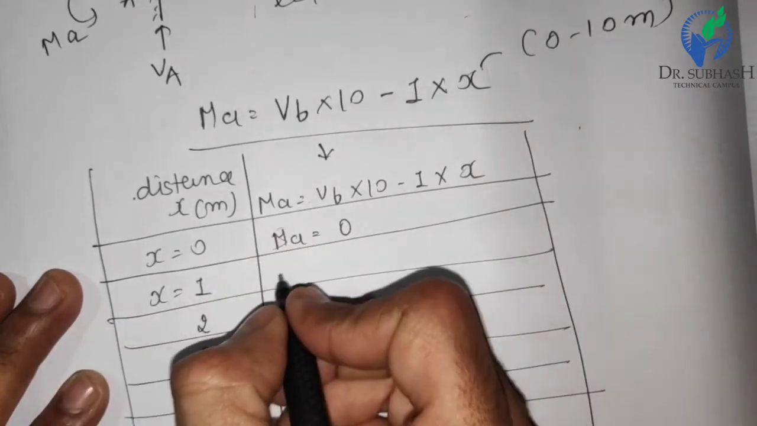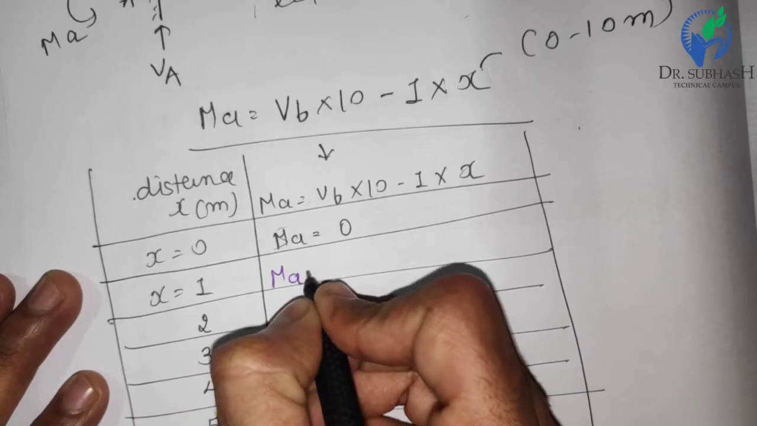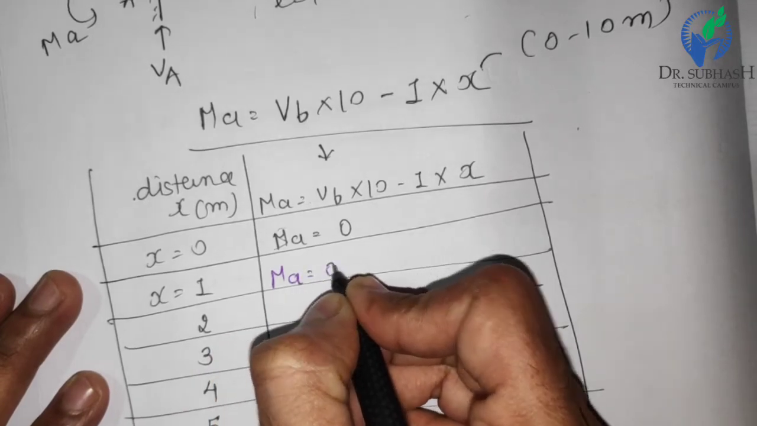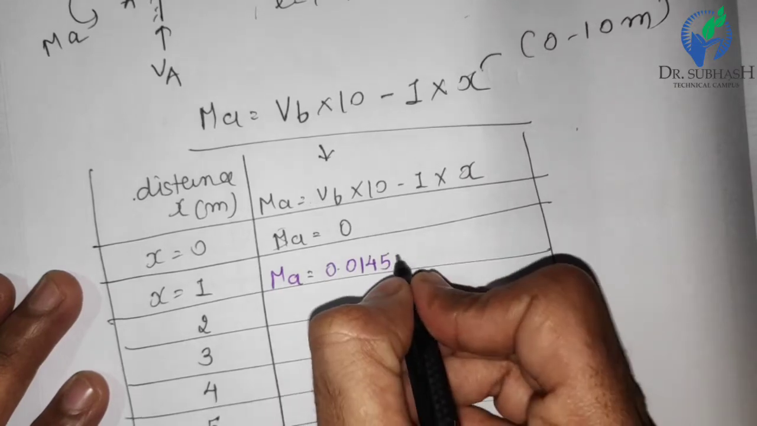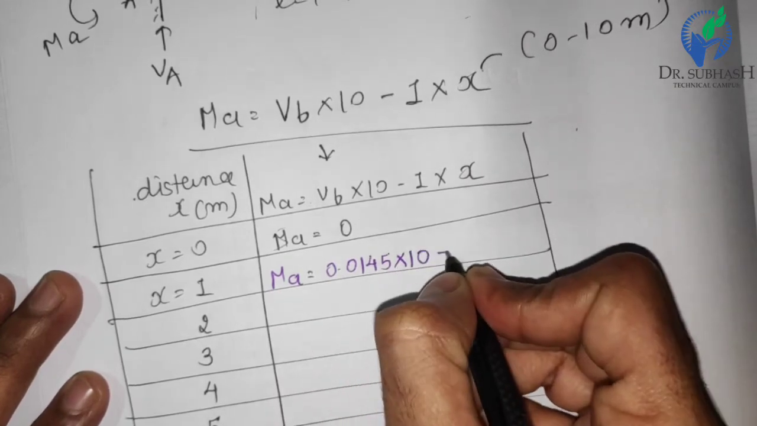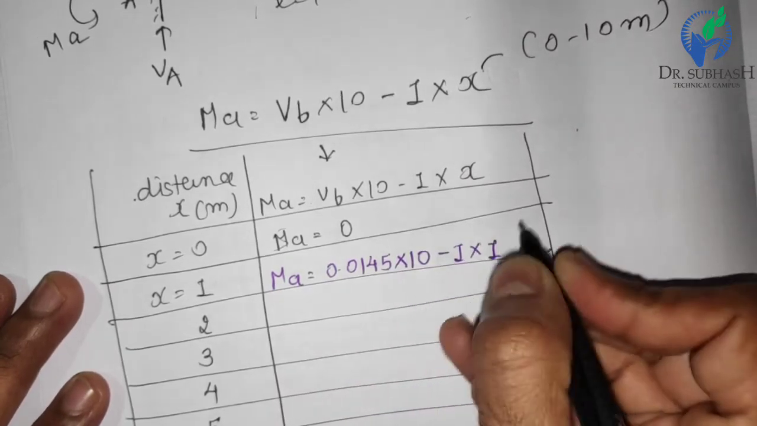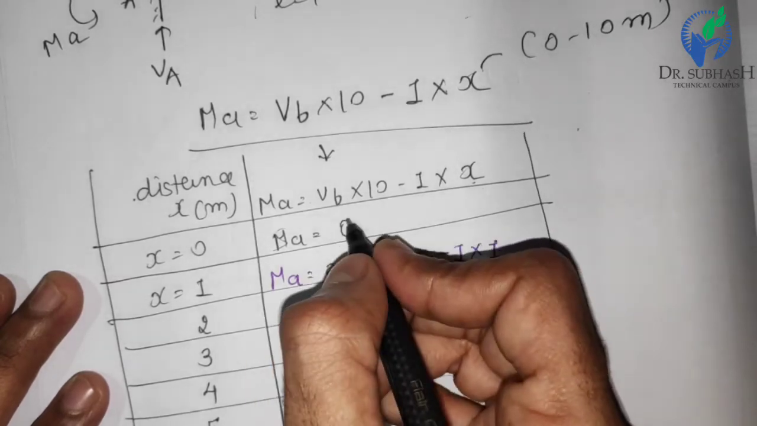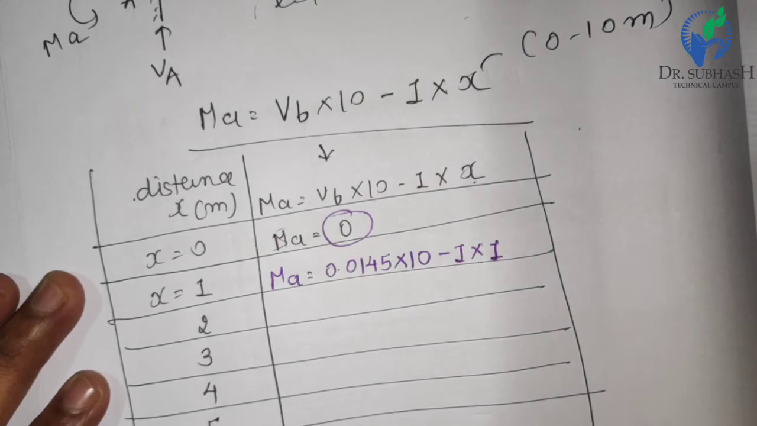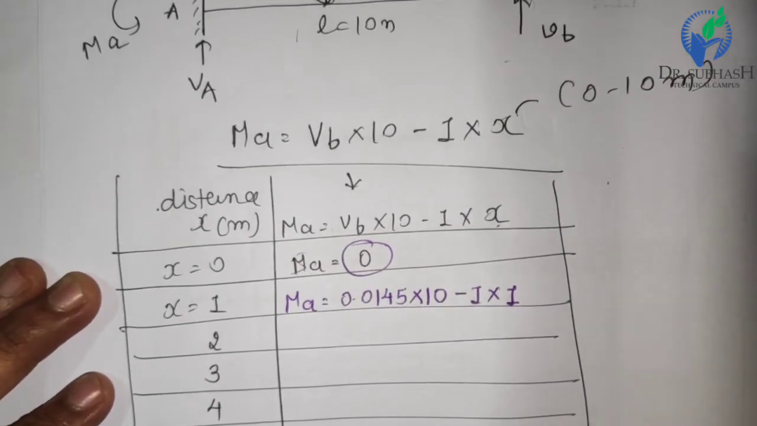Now X is equal to 1. So we find out the value of MA. At that time, what should be the coordinate of VB? So 0.0145. You can revise it in your diagram. Multiply by 10 minus 1 into 1. Because the value is put as 0 at X equal to 0, the whole term for MA is 0.